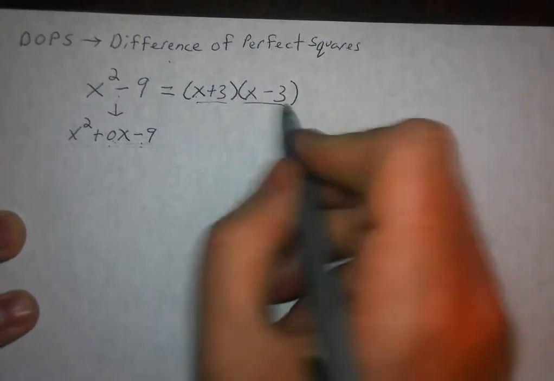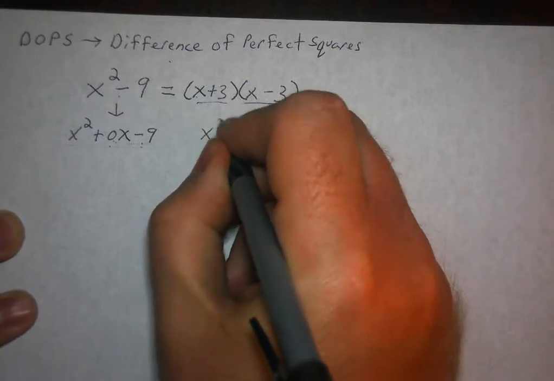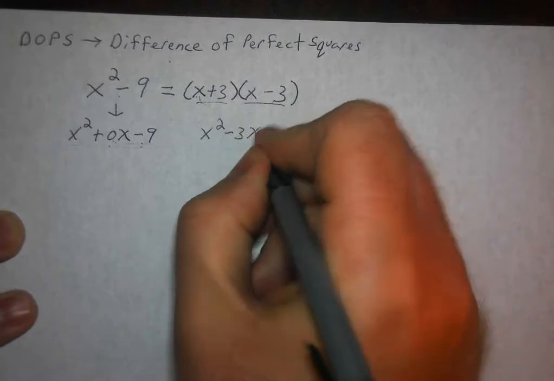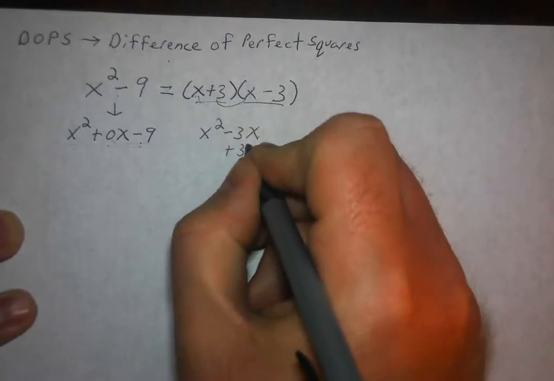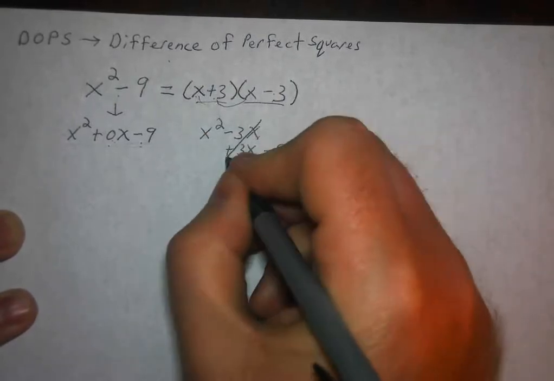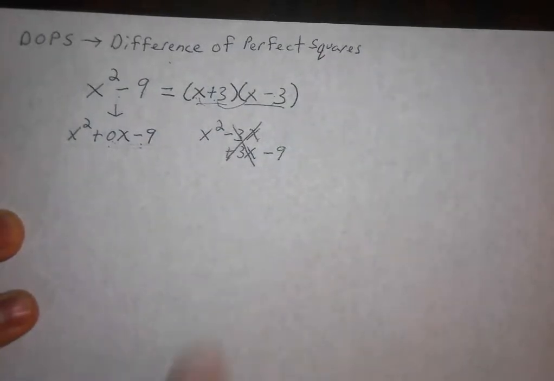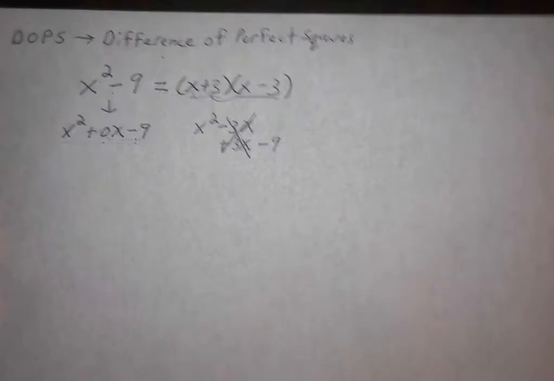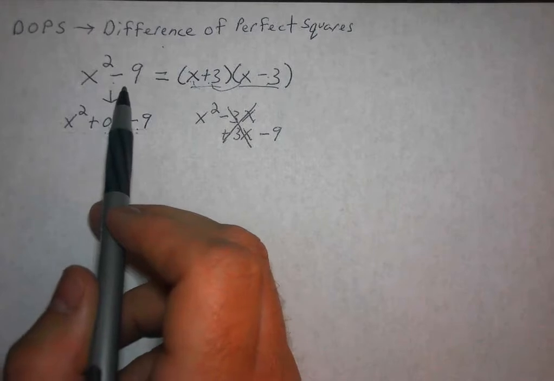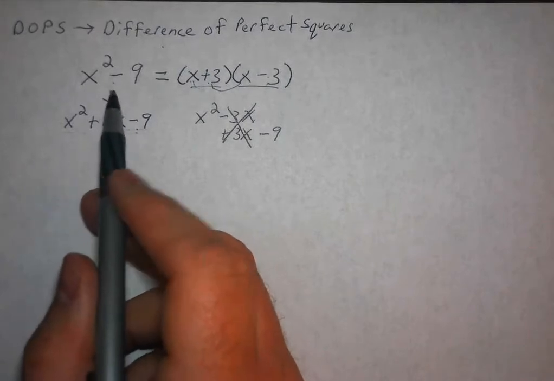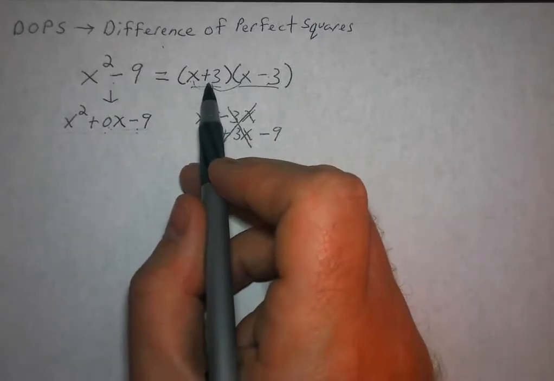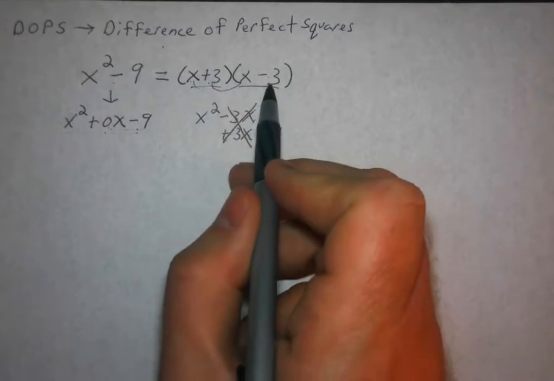And if you FOIL this back out just to make sure that it works, x times x is x squared, and then x times negative 3 is negative 3x, and then 3 times x is positive 3x, and then 3 times negative 3 is minus 9. So notice those middle terms add to 0, and you're left with x squared minus 9. So again, that's what we call difference of perfect squares. Now this is a very basic case, x squared minus 9. You could also have x squared minus 16, which will be x minus 4, x plus 4. Notice the form is that one of the terms is positive and the other is negative.